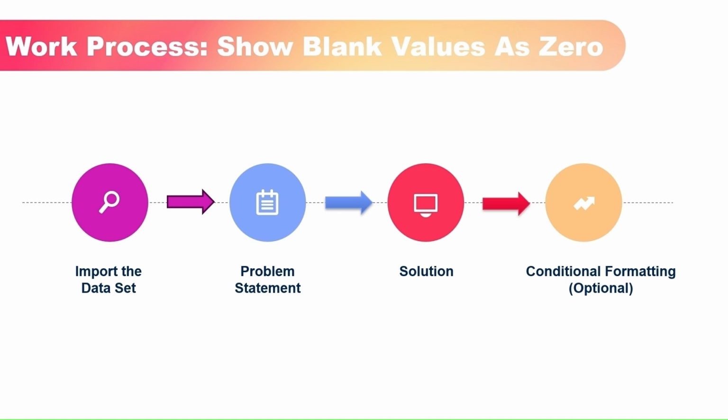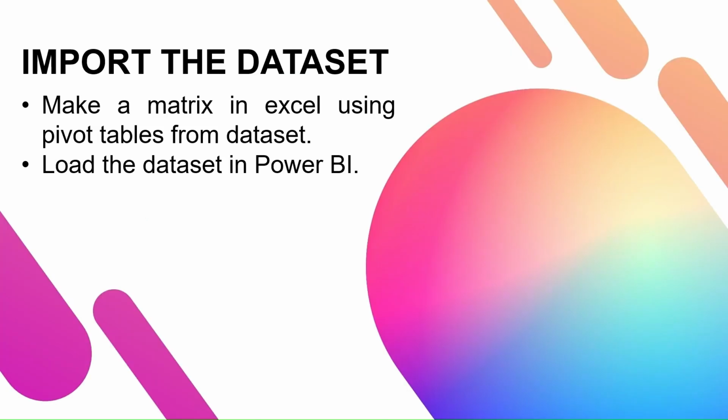To start with, I will firstly import the sample dataset into Power BI and then show you how the problem occurs while showing blank values as 0 in Matrix Visual. Then I will show you how to approach the solution in a systematic manner, along with some extra conditional formatting tips in the last chapter which are optional. With this said, now let's move on to the first chapter, which is importing the dataset.